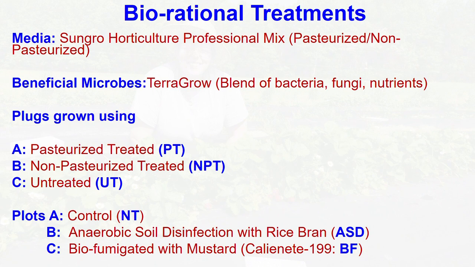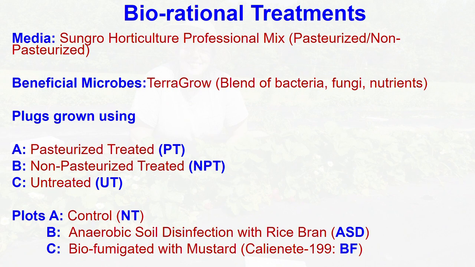These are the biorational treatments. Biorational means there will be a minimum impact on environment or on the health of humans or animals. So we use media from Sungro Horticulture Professional Mix. We pasteurize it and use it as it is provided by the commercial market. Then we use beneficial microbes from TerraGrow. It's a blend of bacteria, fungi, and nutrients, mostly Bacillus species. So we grew plugs using TerraGrow and pasteurized and non-pasteurized mixture.